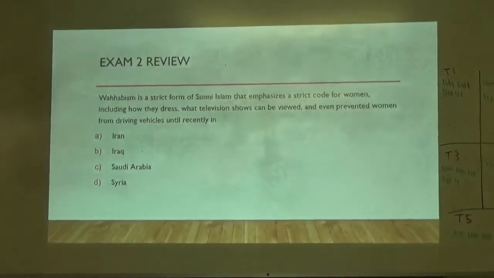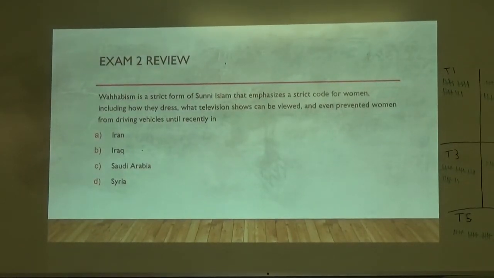Wahhabism is a strict form of Sunni Islam that emphasizes a strict code for women, including how they dress, what television shows can be viewed, and even prevented women from driving vehicles until recently in this country. Is it A, Iran, B, Iraq, C, Saudi Arabia, or D, Syria? All right, answers in 3, 2, 1. Okay, teams 1 and 2 say C, team 4 says C, team 3 says B, and team 5 says A. It is C. It is Saudi Arabia.